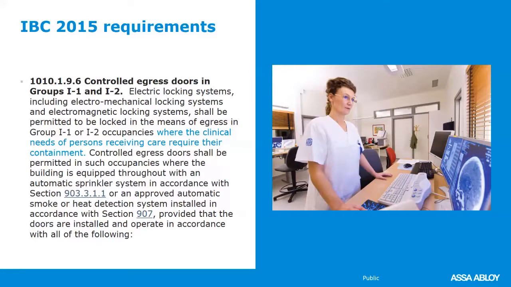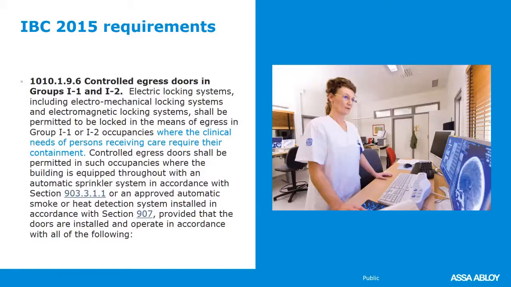And the key to using controlled egress: electric locking systems, including electromechanical or electromagnetic locking systems, are permitted in groups I1, which is assisted living, and I2, which is hospitals, where the clinical needs of persons receiving care require their containment. Memory care units, infant protection systems, behavioral health, Alzheimer's wards. These are all examples of where the clinical needs of the persons receiving care require their containment.